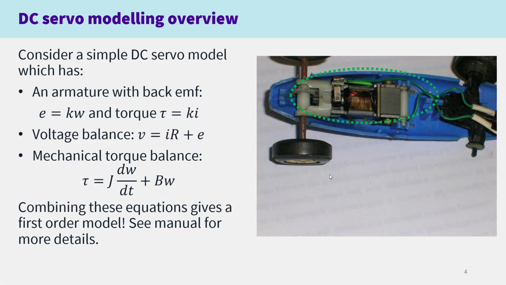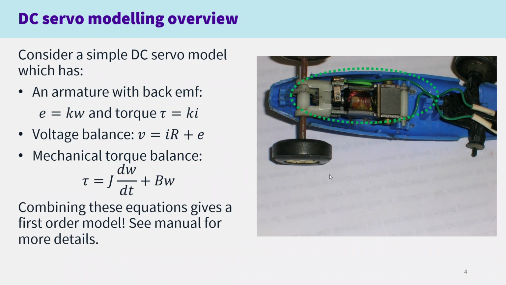What about some modelling then, just to give you a bit of context? So a simple DC servo model has an armature, which creates a back EMF, E equals kW, and a torque equals Ki, I being the current, and omega or W being the angular velocity of the armature. If you do a voltage balance, you get something like V equals IR plus E. And then if you do a mechanical torque balance, you get something like torque equals J times d omega dt plus B omega, where B is a friction term.